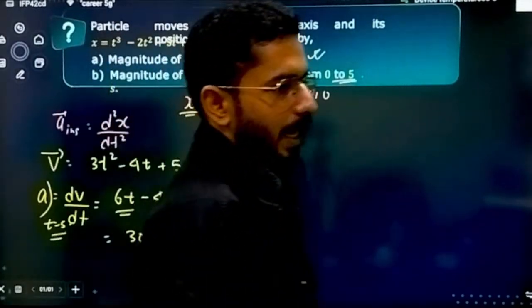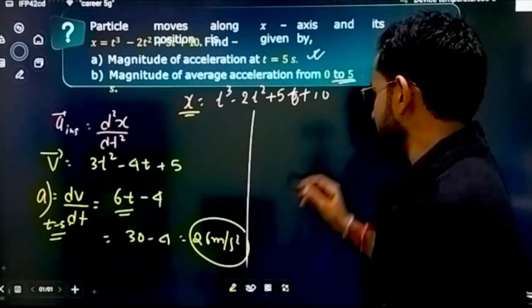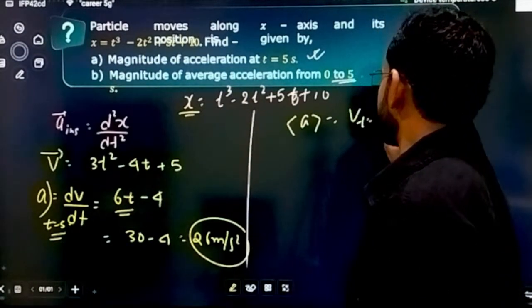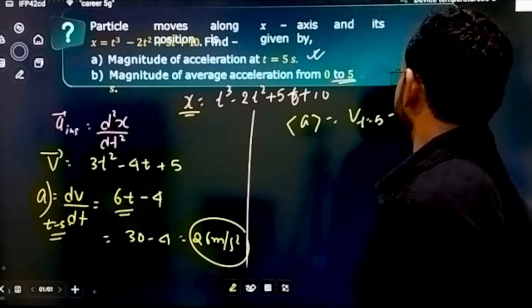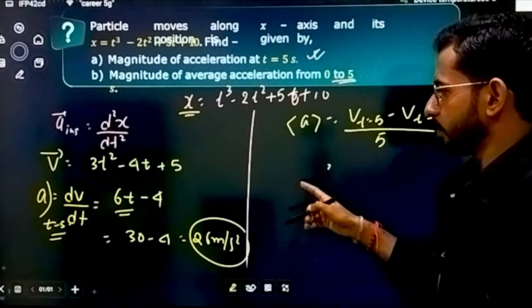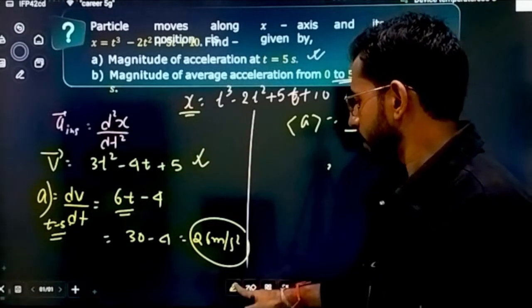Now, you want to calculate the average acceleration. Average acceleration, I have told you what the formula is. Check: velocity at t equals 5 minus velocity at t equals 0, divided by the total time, that is equal to 5. Check. This is the velocity equation that you will be having.